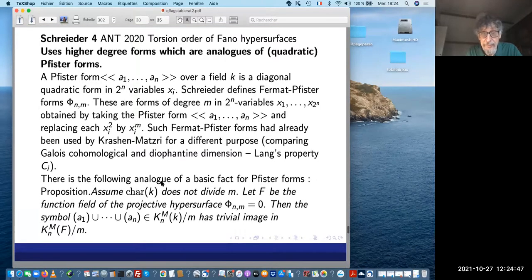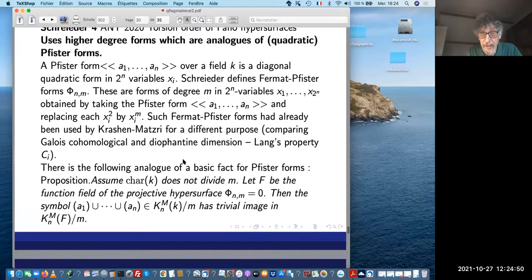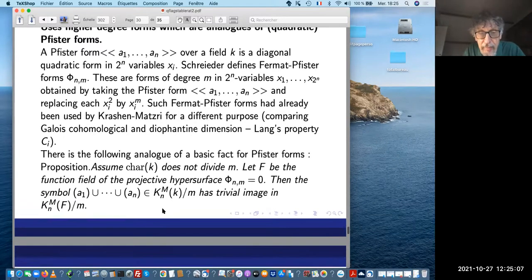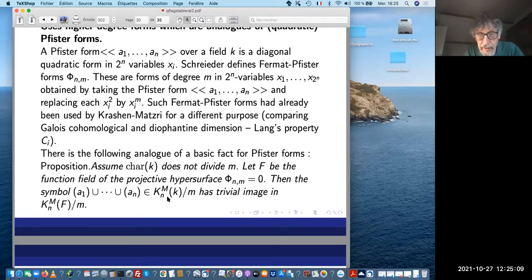Okay, and there's the following basic fact for these forms, which is the analog of the fact I mentioned for cohomology or for Pfister forms. Suppose the characteristic of k doesn't divide m. Take the function field of this Fermat Pfister form and take the symbol a1 cup ... cup an. And for simplicity, I'll argue with Milnor K-theory. So we take the symbol a1 cup ... cup an in Milnor K-theory modulo m. Well, that symbol has trivial image in K_n^M(F) mod m. We're not discussing what the kernel is again. We're just saying that the image of this symbol up there is trivial.